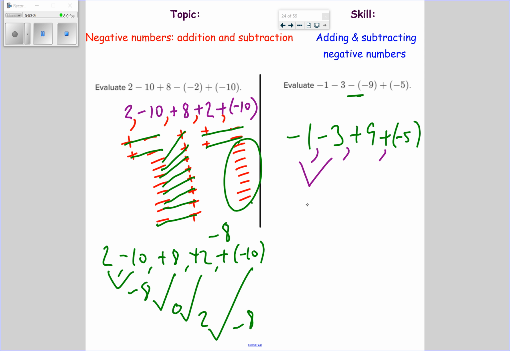Negative 1 and negative 3 makes negative 4. Negative 4 and positive 9 makes positive 5. Positive 5 and negative 5 makes 0. All right, so our final answer is 0.